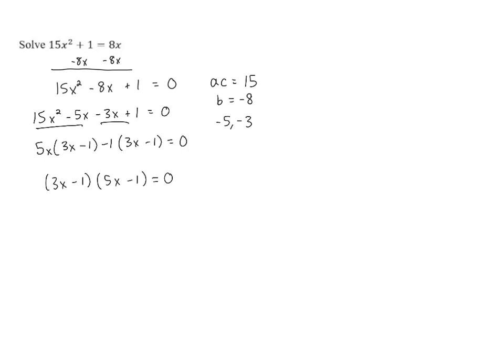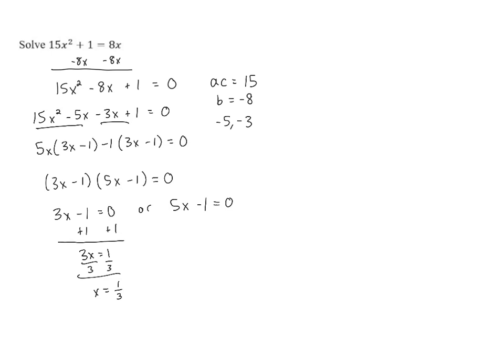At this point, we can set each factor equal to 0. 3x minus 1 equals 0, or 5x minus 1 equals 0. And then we need to solve both of these equations. We can start by adding 1 to both sides here. That gives us 3x equals 1. And if we divide by 3, that gives us x alone. X equals 1/3.